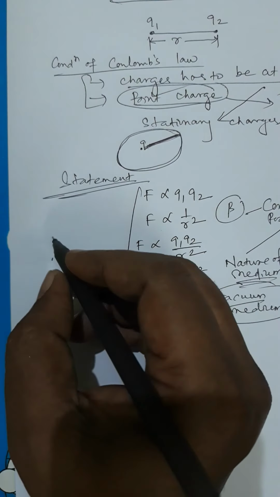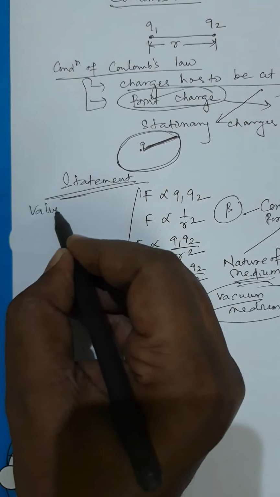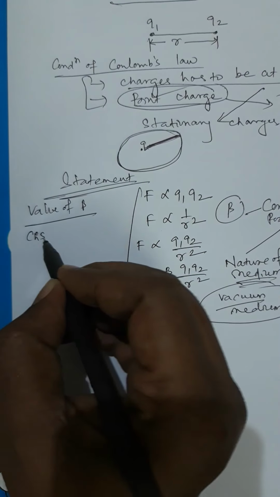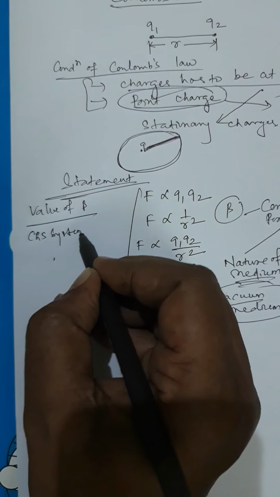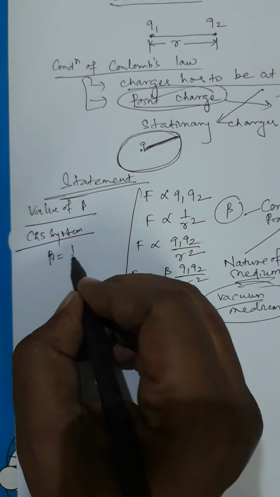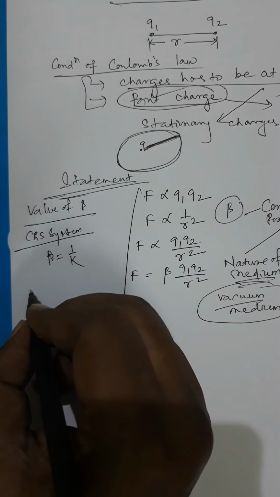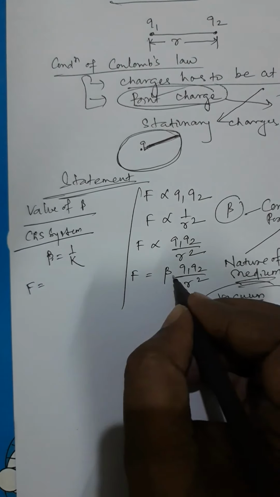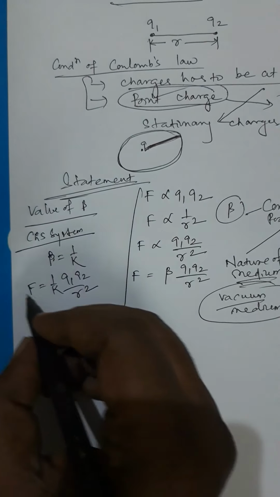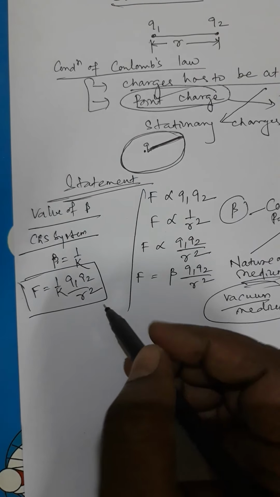Now here you see this value of beta, we'll study it right now. For the value of beta, first we'll go for the CGS system. Let us fix the system first. In the CGS system, beta is equal to 1 by k. So your equation becomes F is equal to, instead of beta you can put 1 by k q1 q2 by r square. Now this is the expression for Coulomb's force in CGS system.